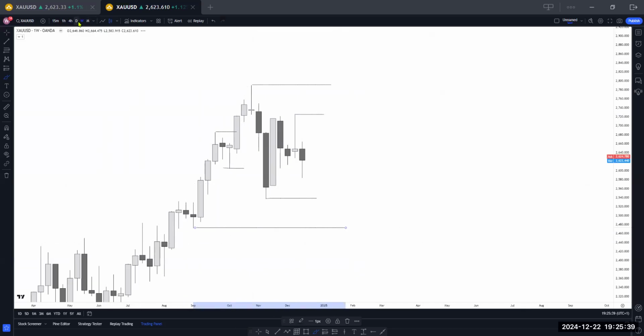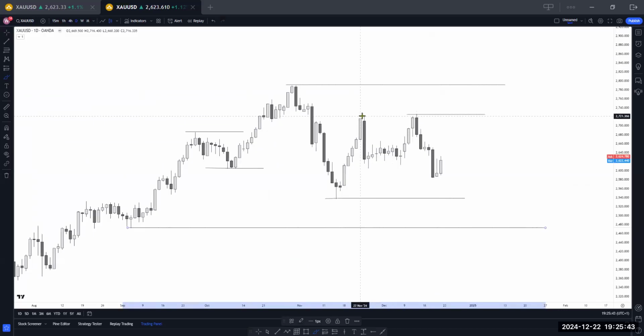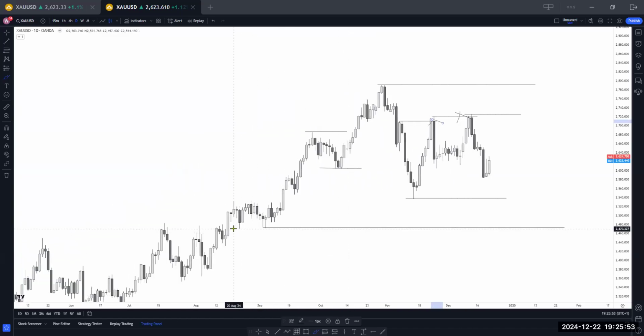If you go to the daily chart, it's still the same thing. Price grabbed liquidity over here, took it out. Also, this was liquidity, price grabbed it over here and dropped. Also this one, it didn't take it through. This also, and on and on like that. So it can either be major liquidity or minor liquidity.